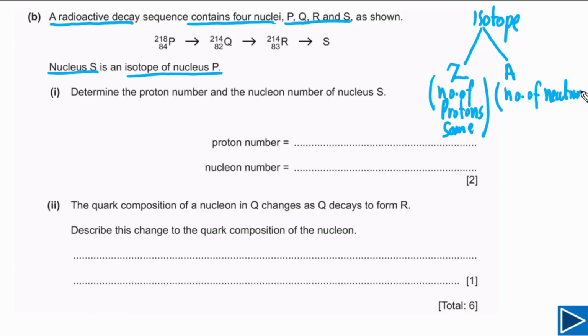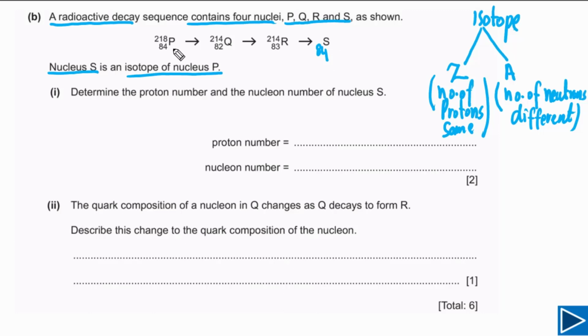And they're atoms of the same element, because they have the same atomic number. So the number of neutrons is different. This is one thing we need to understand: what is an isotope. Now it is given to us that nucleus S is an isotope of nucleus P. It means nucleus P and S have the same atomic number. So the atomic number of nucleus S is also 84.